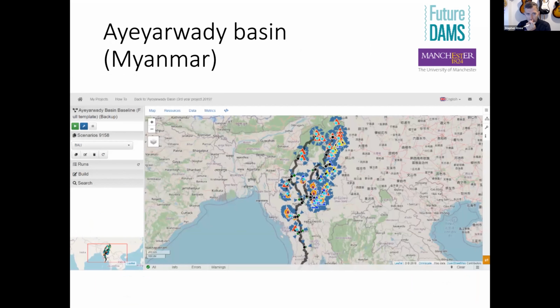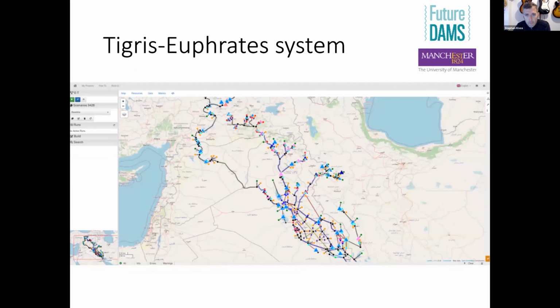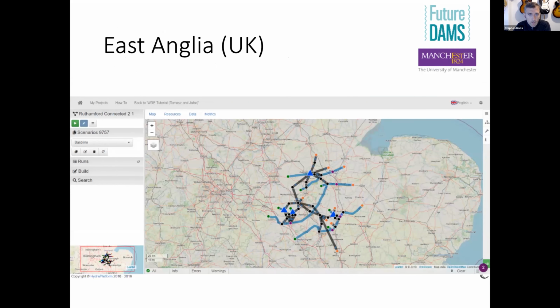So here's an example of the interface. You can see at the top left-hand corner, there's a green play button. That's exactly what I'm talking about. In the central section here, you can see a network. This is of Myanmar. This one is of the Tigris-Euphrates, Iraq, Iran, Syria system. This one is of a small system in the United Kingdom.